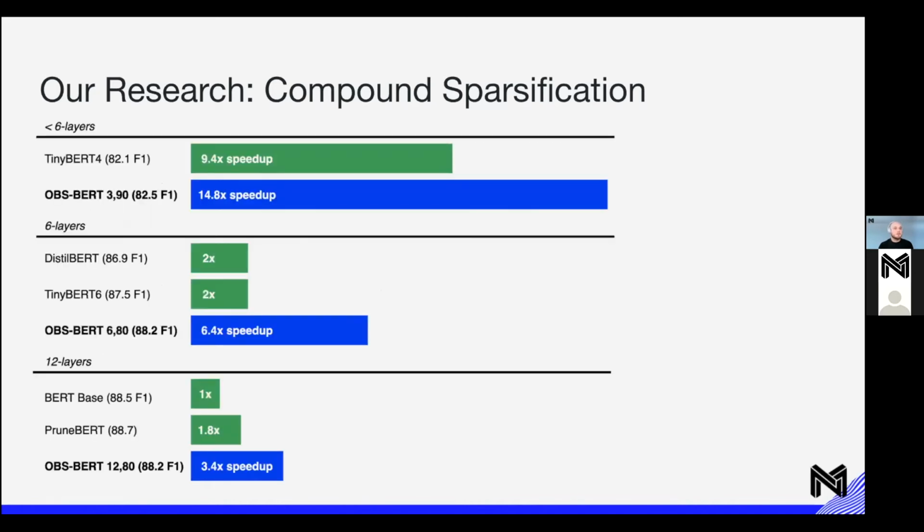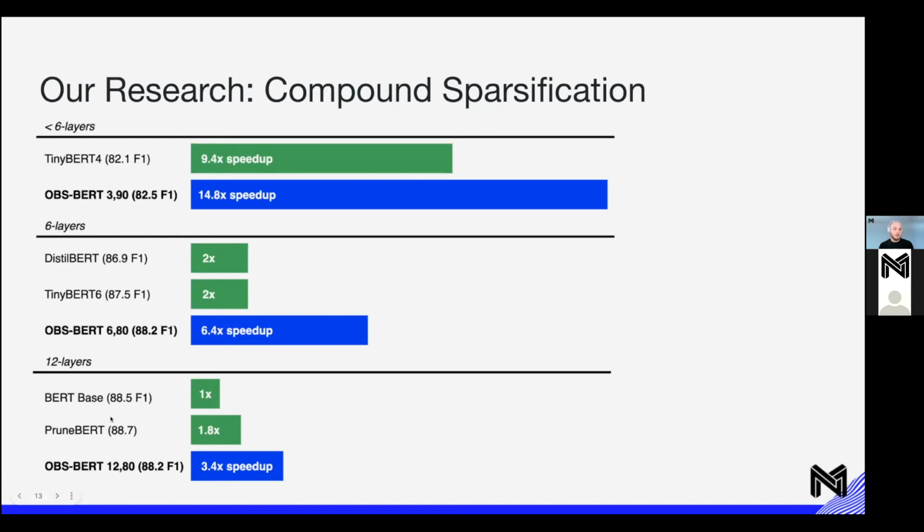So let's visualize these results. As I said, with less than 6 layers, where we have the TinyBERT 4-layer and our 3-layer model, you can see that we beat it in terms of F1 on SQuAD, but we get 14.8x speedup over the top of the 9.4x that the smaller TinyBERT model was able to get. For DistilBERT and TinyBERT 6, we're able to get 2x over the top of BERT base, while we were able to get 6.4x speedup using our methods, using a 6-layer 80% pruned model.